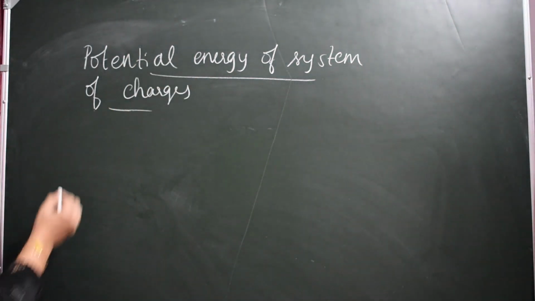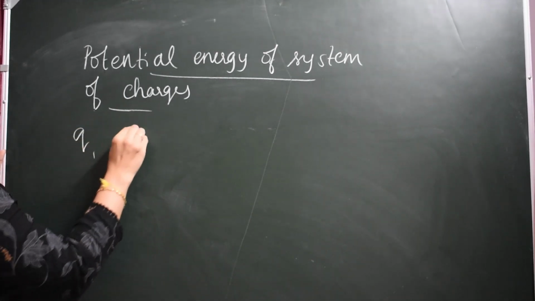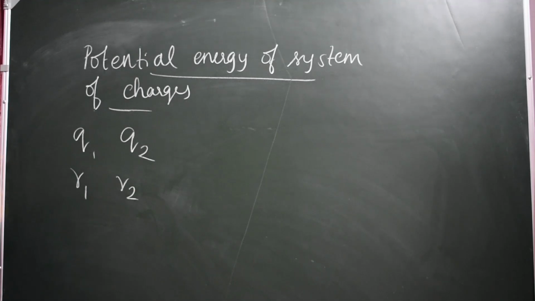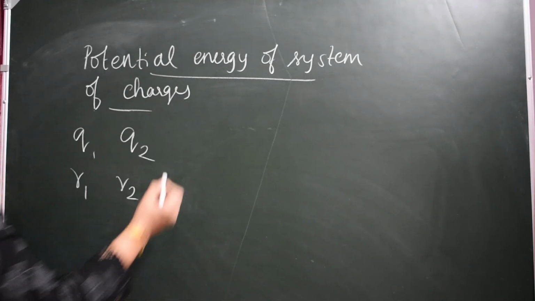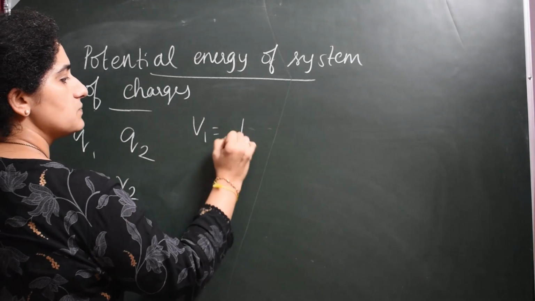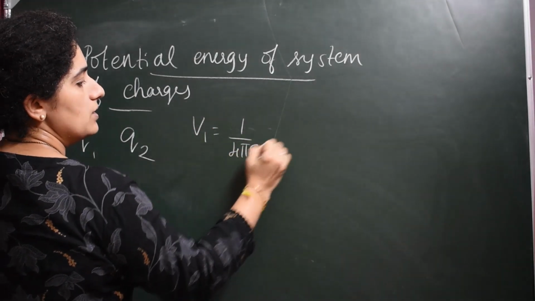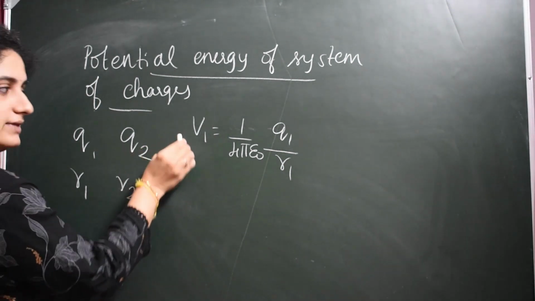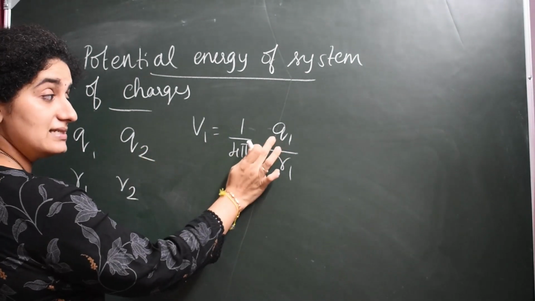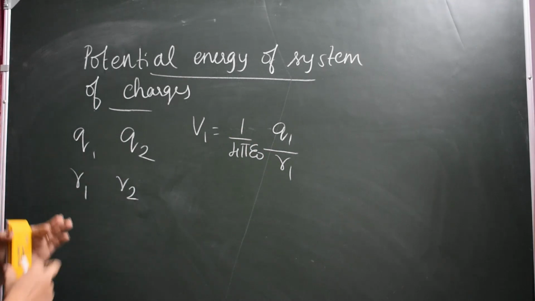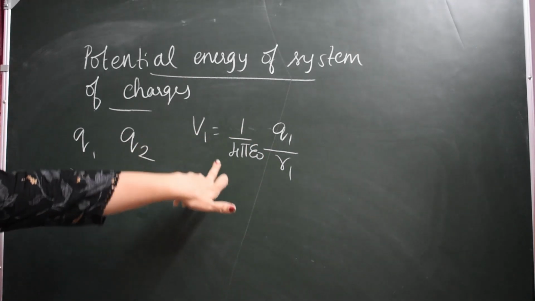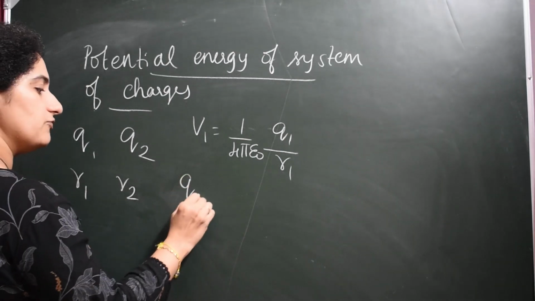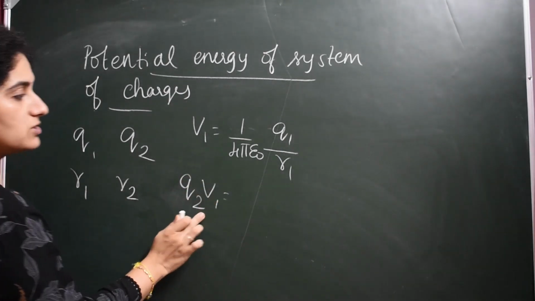So now if I bring the charge, say you have two charges Q1 and Q2 which are at a distance of R1 and R2 respectively, then V1 will be 1 by 4 pi epsilon naught Q1 by R1. If there is a system already, a point charge Q1, and now you are bringing the charge Q2 into this region, what is the amount of work that you have to do? You have to do this much amount of work.